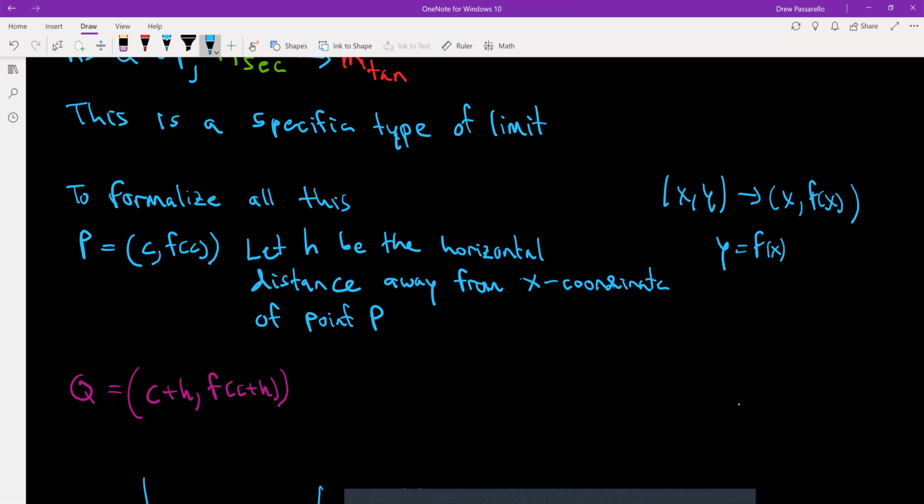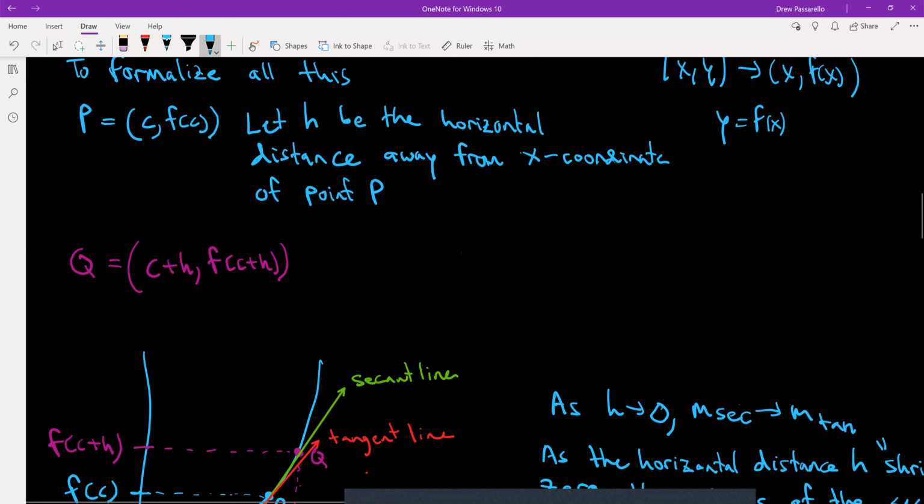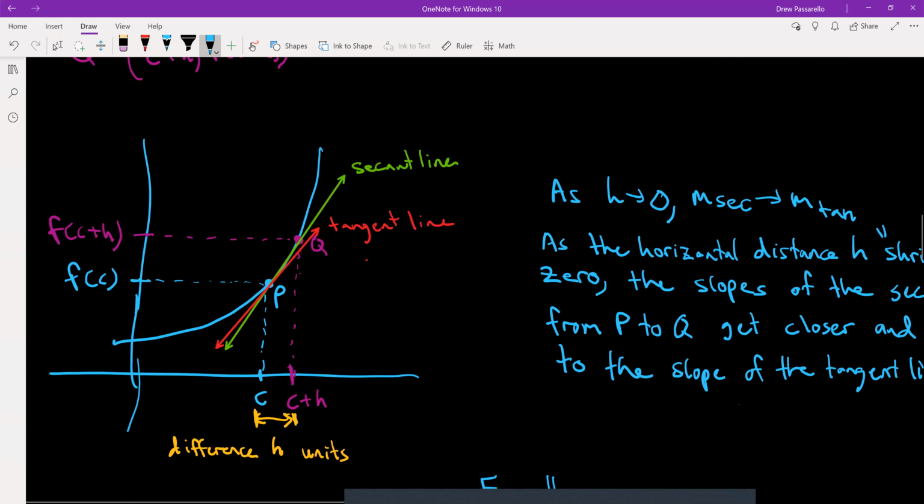So I'm going to let h be the horizontal distance away from the x coordinate of P. And so this point Q is going to be represented by the coordinates (c + h, f(c + h)). So it's the x coordinate of P plus this horizontal distance, and then the y coordinate is that value plugged into the function. And so graphically, it'll look like this. You see you have the point P in blue, and I put point Q in purple. And the point P has x coordinate c, y coordinate f of c.